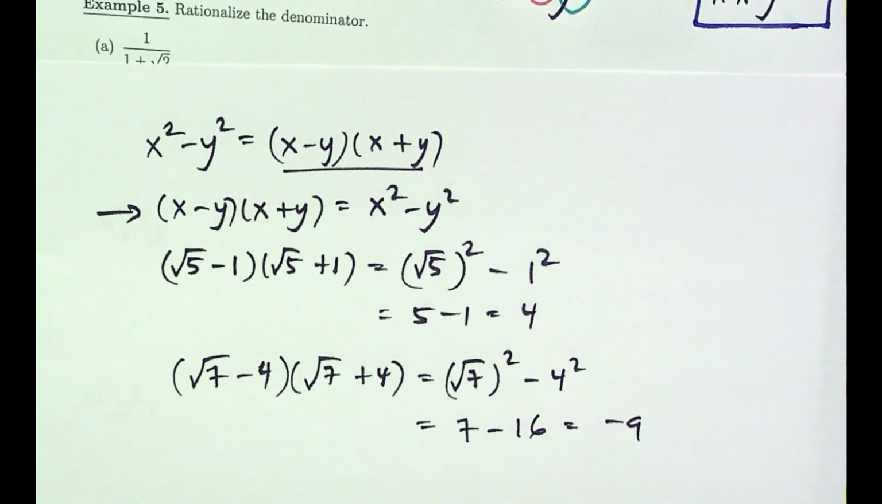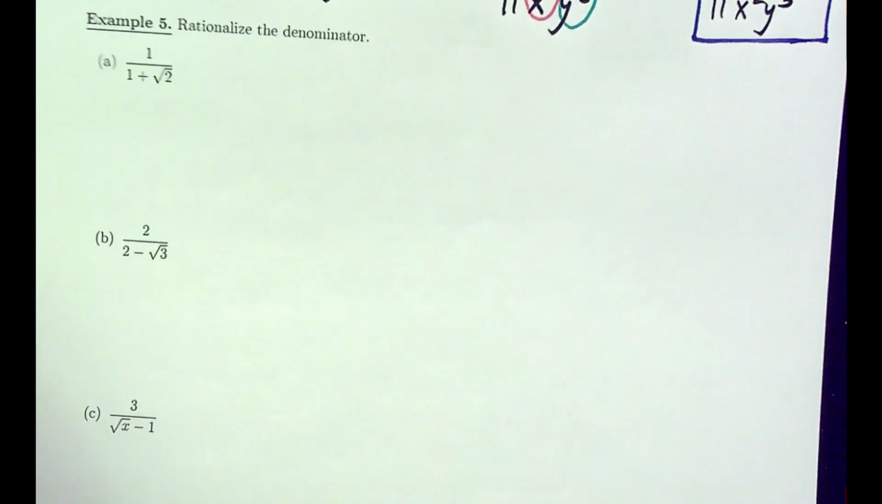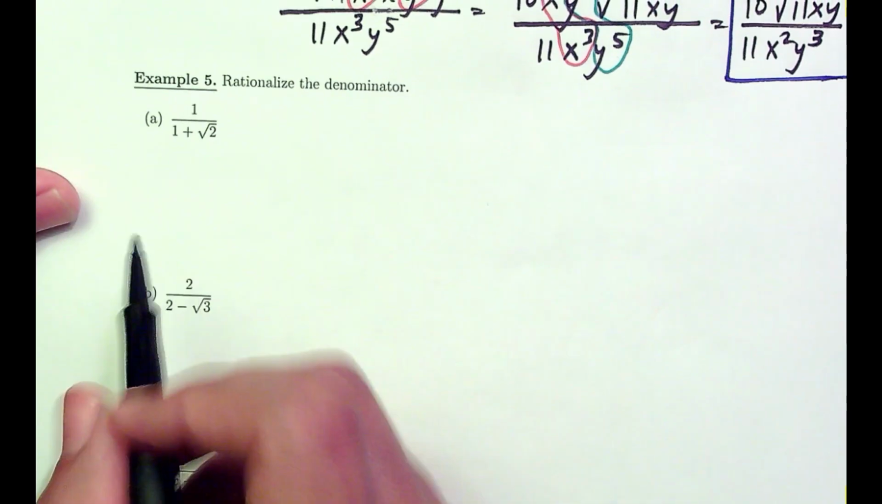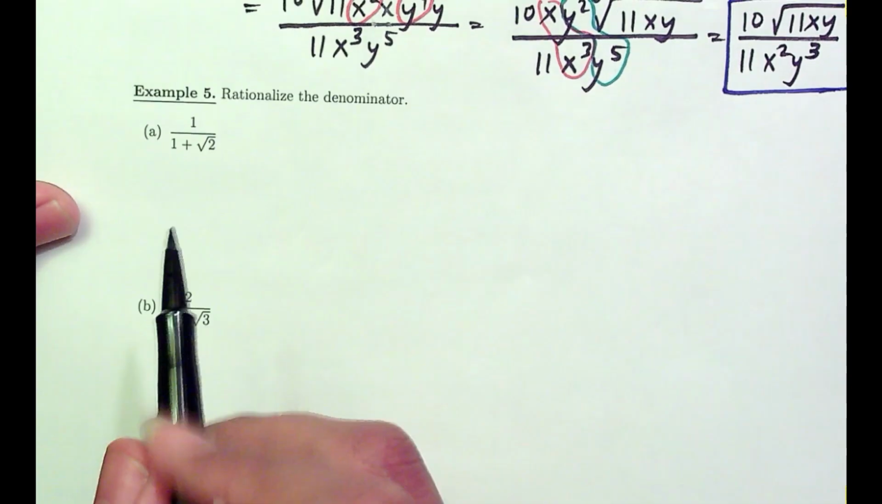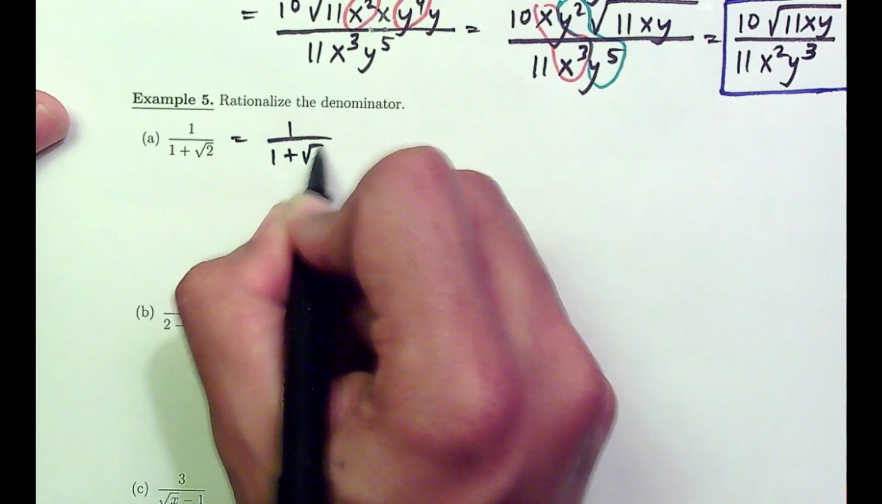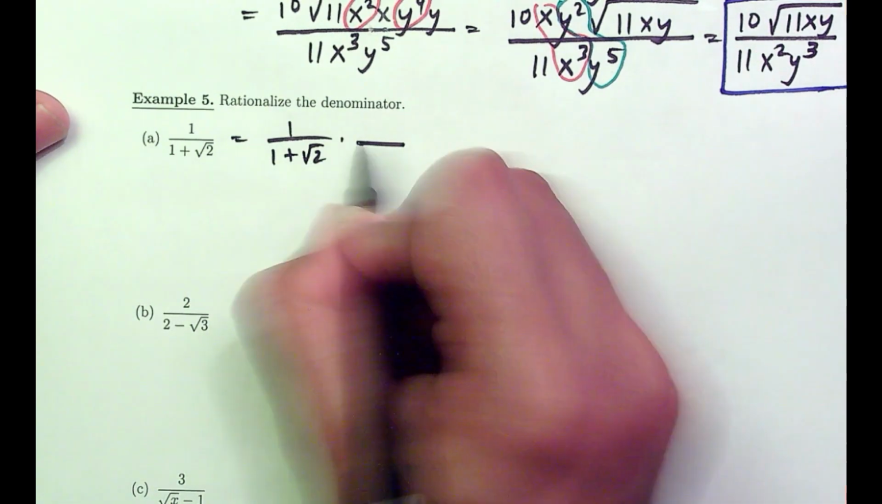Okay, so that is the idea for this. If you have something like this that you want to rationalize, get rid of the radicals from the bottom, all you have to do is multiply by the same thing, but with the sign in the middle changed.